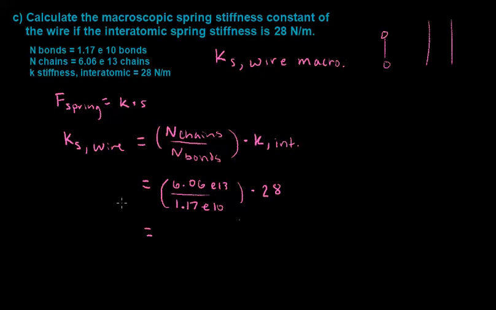And once we calculate all this out, we get that the macroscopic stiffness constant is equal to 1.45 times 10 to the 5th newtons per meter. And that tells us that this is a fairly strong wire, but regardless, we have finished part C of our problem, having solved the macroscopic spring stiffness of the wire, and with that our problem is finished.